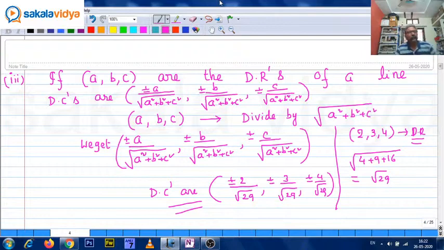Right, now if direction ratios are given, you can find out. Narra, Dinesh, we don't have the idea about the physics and chemistry. Please concentrate on the class. Right.